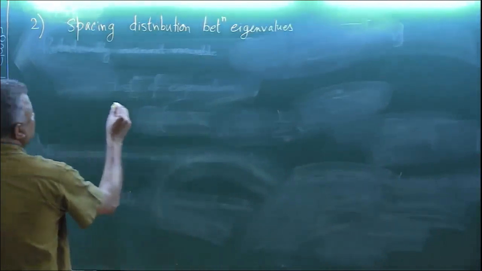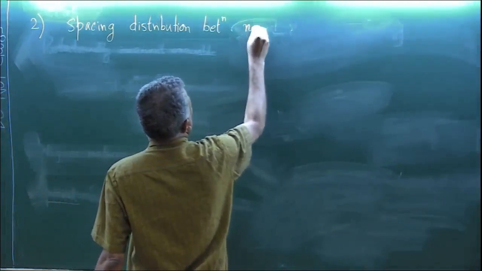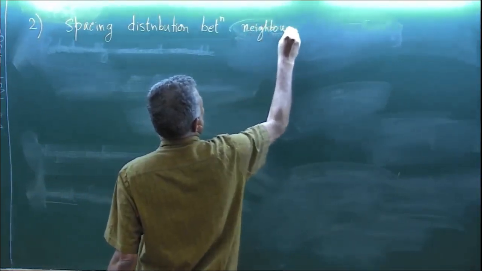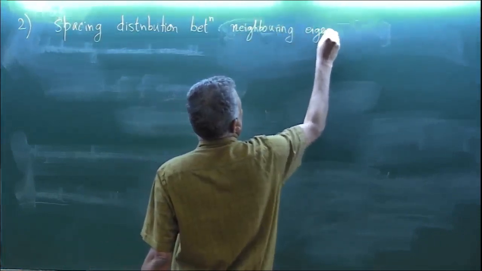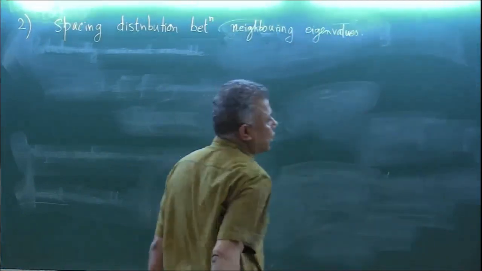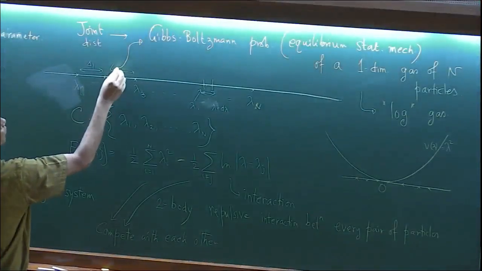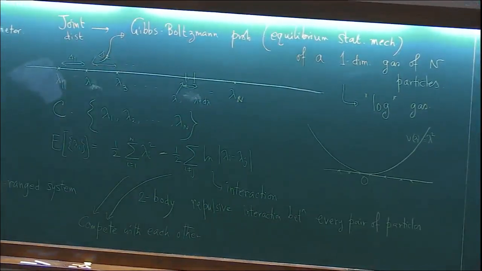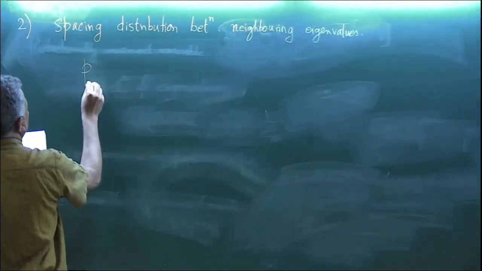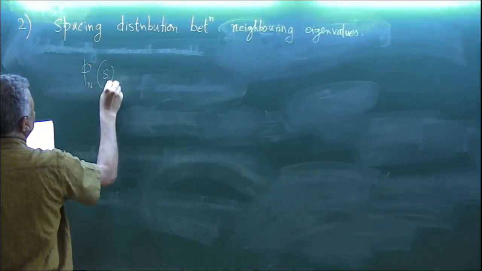So the spacing distribution: the nearest neighbor spacing between neighboring eigenvalues. That means I look at my gas, I take a configuration, and I compute these distances between nearest neighbor eigenvalues. So this one will be delta 1, this one will be delta 2, etc. And I want to know what the distribution is. I draw a histogram of these deltas, and I want to know what this histogram is. So I'll define it like this: P_N(S), S being the spacing.